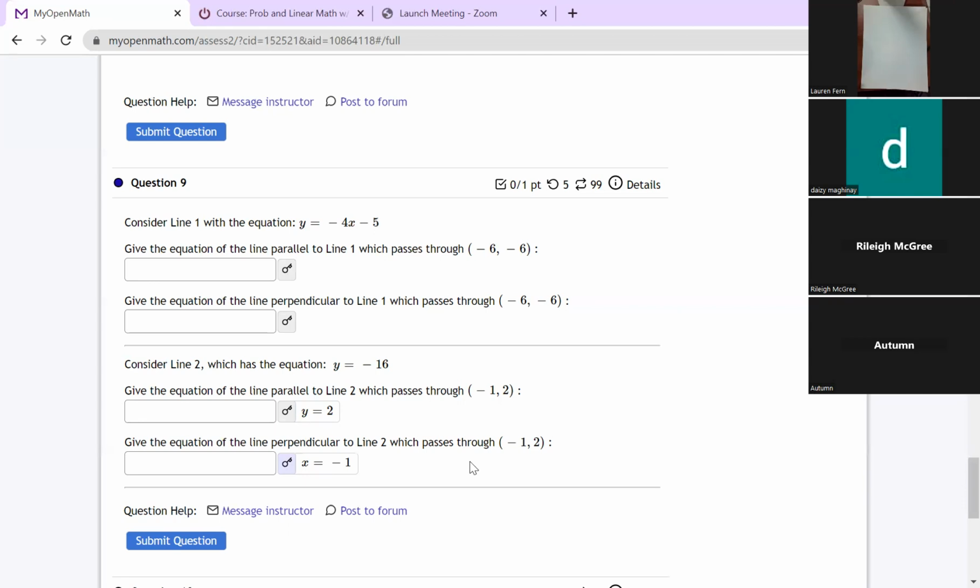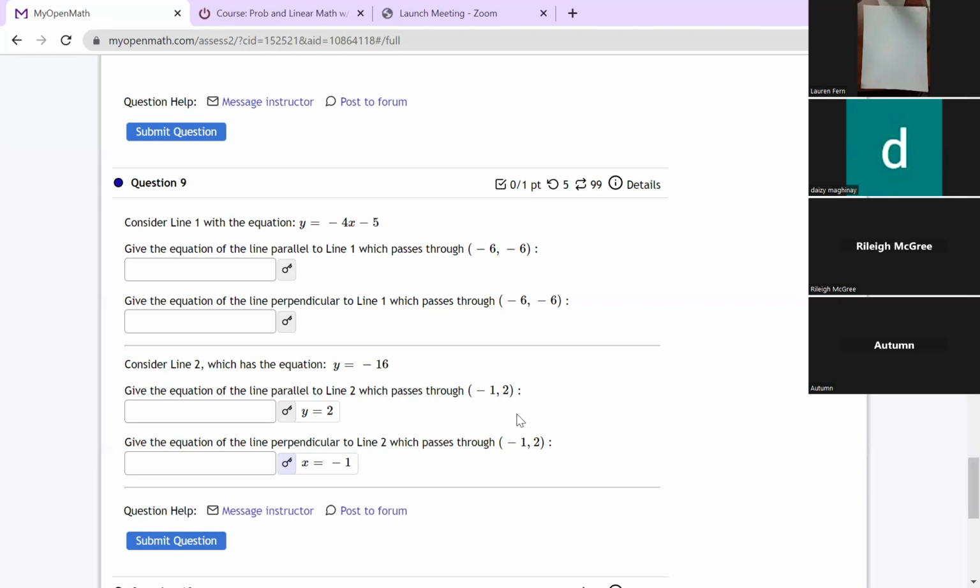You with me there? Again, this is making sure you understand that when you see y equals with no x mentioned, you've got a horizontal line. And then linking what the equation of a horizontal line is, and then realizing that anything that's parallel or perpendicular to a horizontal line is vertical, and knowing what your vertical is.